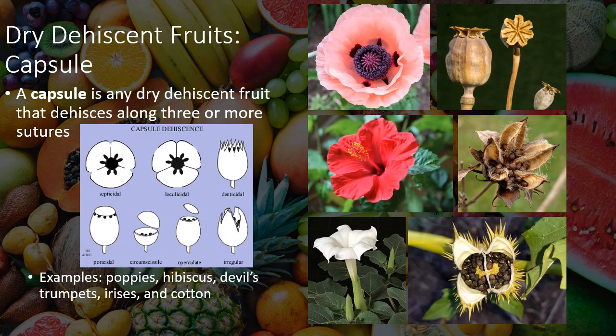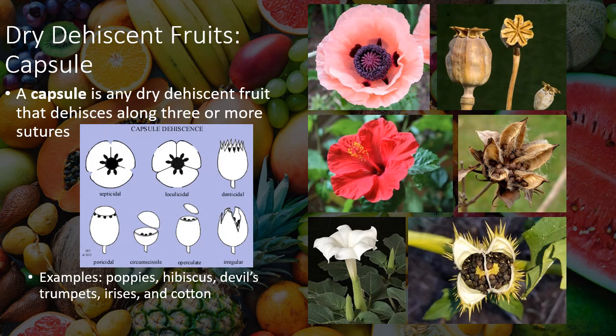They can be denticidal, where little teeth split open to release the seeds. They can be poricidal, meaning that little pores split open to release the seeds. They can be circumscissile, meaning that they split open around the ovary wall to release the seeds. Operculate, meaning that they maybe have a tiny little lid that pops off, or irregular, they can just shatter open as well. And I've got some examples of these different types in the images.